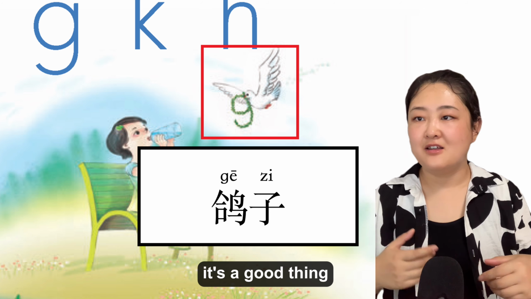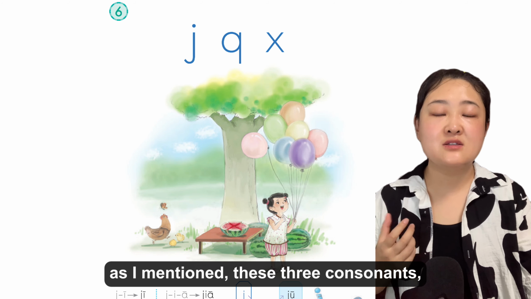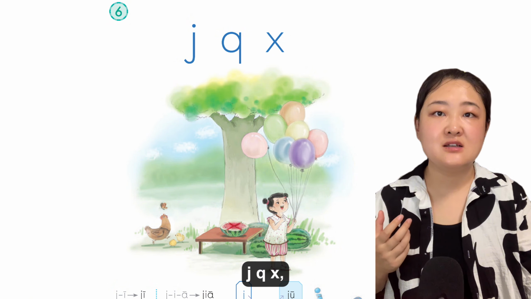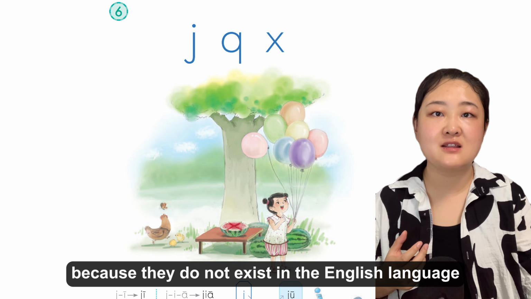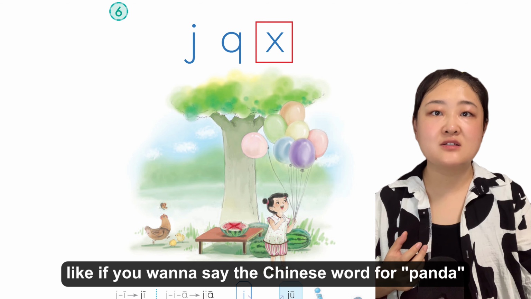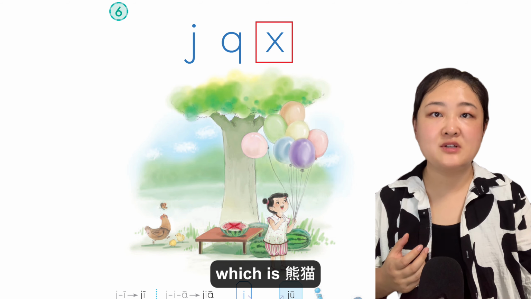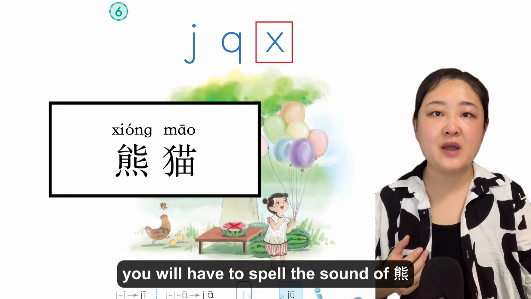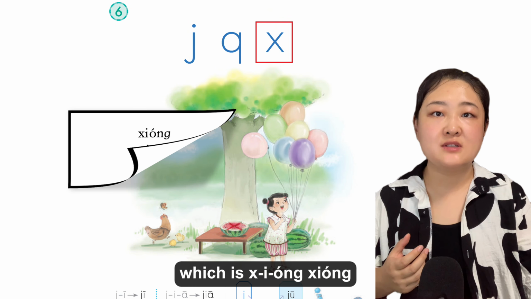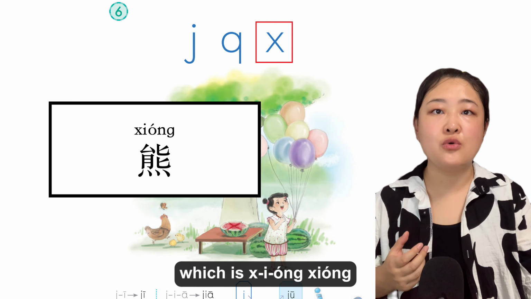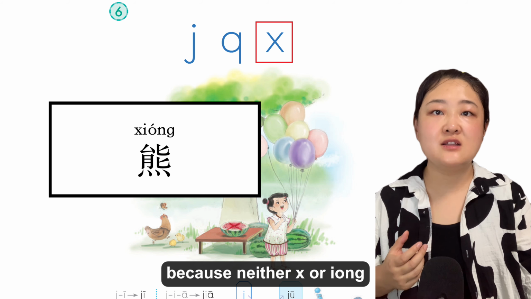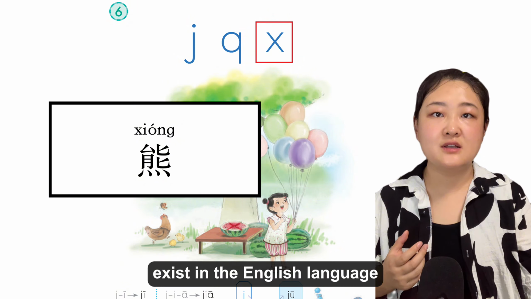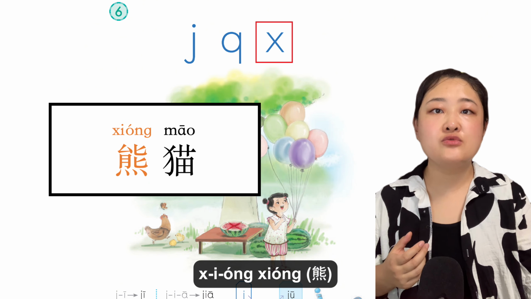It's a good thing. As I mentioned, these 3 consonants, ji, qi, xi, are perhaps the hardest for English speakers to make because they do not exist in the English language. Like if you want to say the Chinese word for panda, which is 熊猫, you will have to spell the sound of 熊, which is 西一翁熊. It's very hard for English speakers because neither 西 or 一翁 exist in the English language. Spell after me. 西一翁熊.